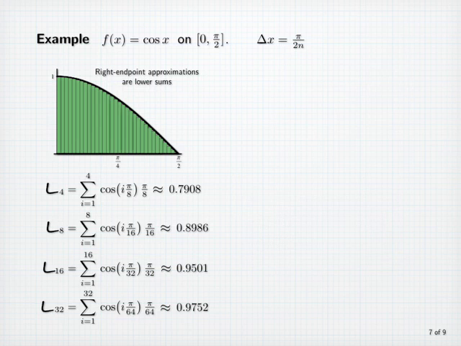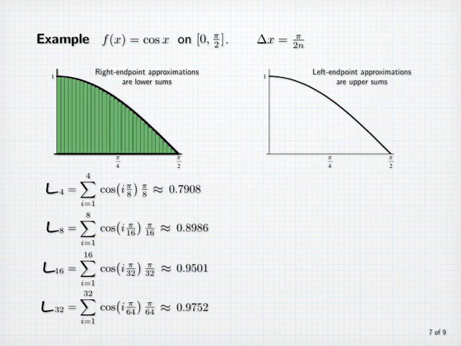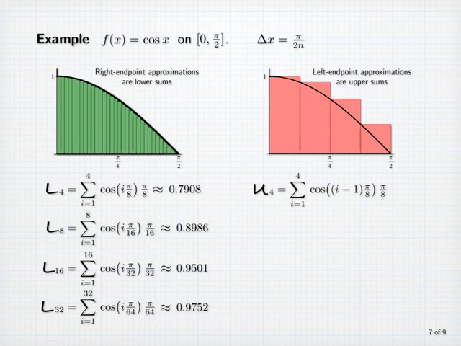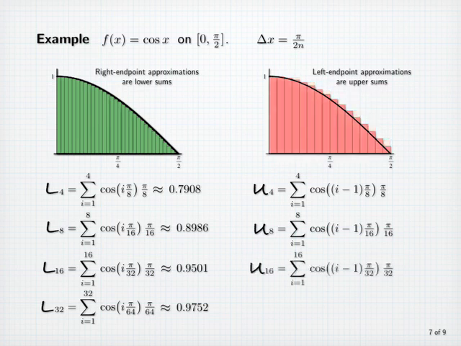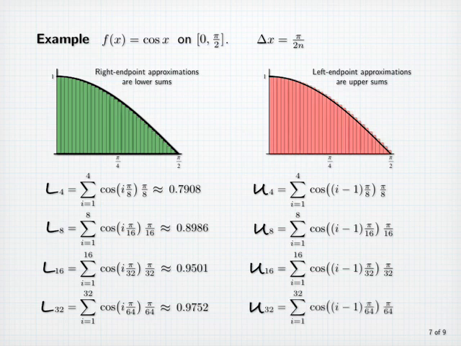Now again, because the function is decreasing on the interval, left endpoint approximations will provide upper sums. Here's the picture for U4. U4 is the sum as i goes from 1 to 4 of cosine of (i minus 1) times delta x, which here is pi over 8, times pi over 8. Here's the 8th upper sum, the 16th upper sum, and the 32nd upper sum.